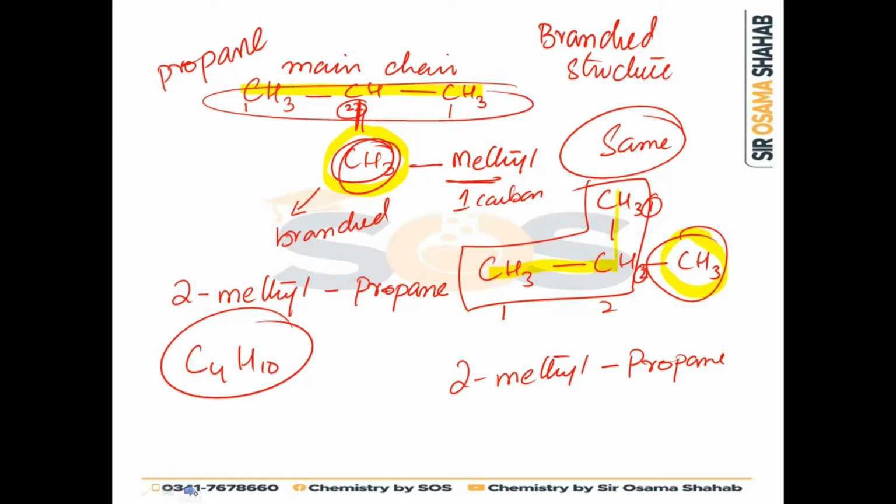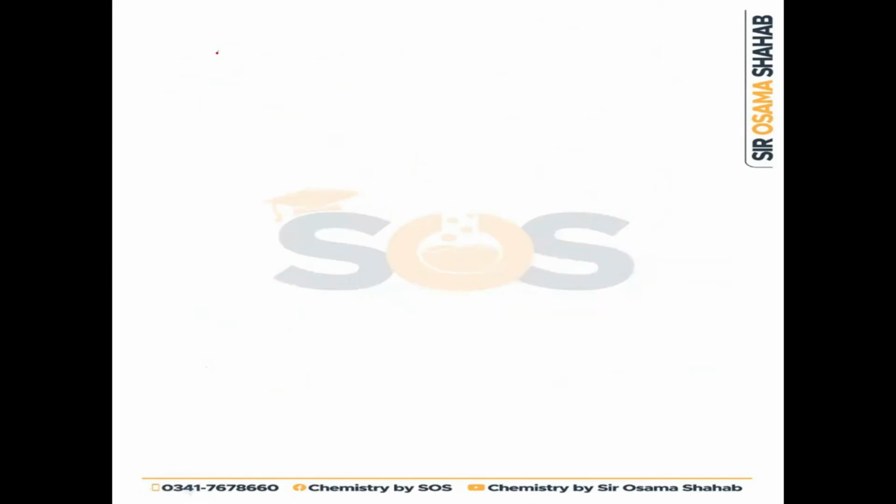Okay, so these are actually two structures. If I draw like this, it is not wrong. Isomers of butane. If someone asks you to write or draw the structures of the isomers of butane, it is just like this.